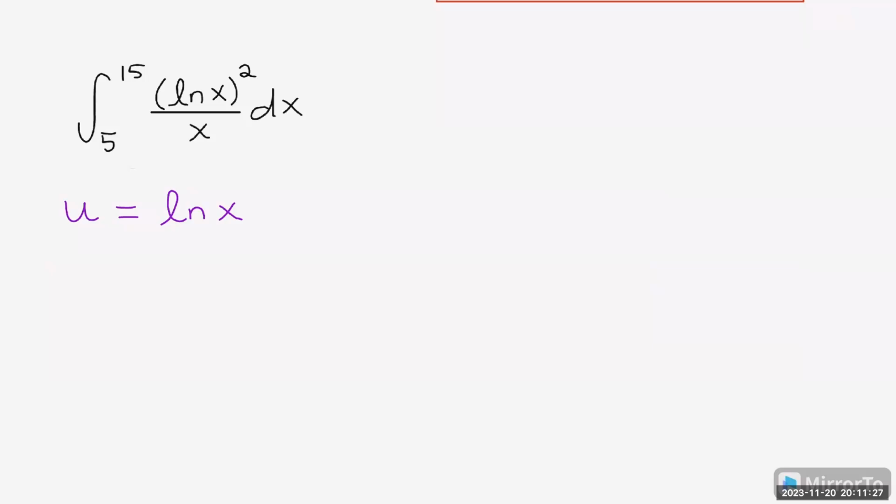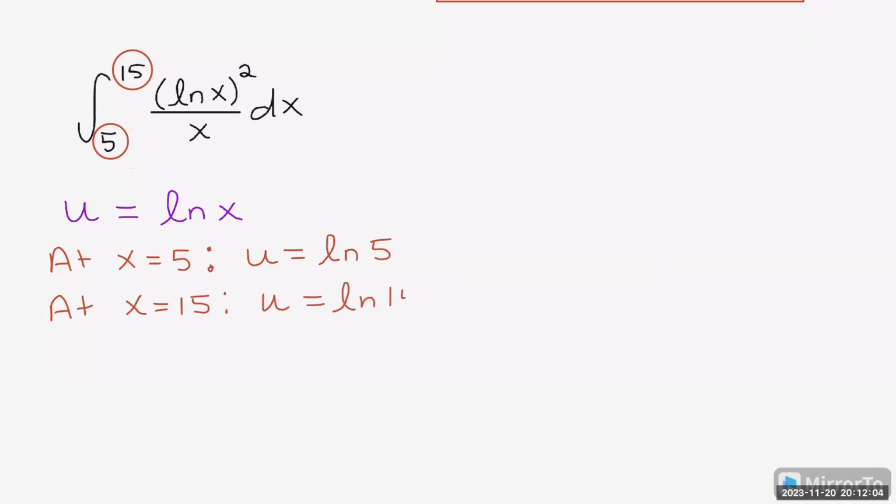is look at your lower limit and your upper limit. Look at these numbers, right? And you can determine what those numbers would be if you kept your answer in terms of u. So here's what I mean. At x equals 5, that's the lower number, u is natural log of 5. And then the top number, at x equals 15, u will be natural log of 15.